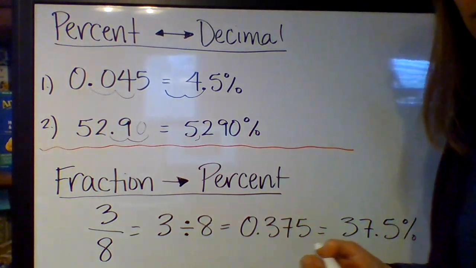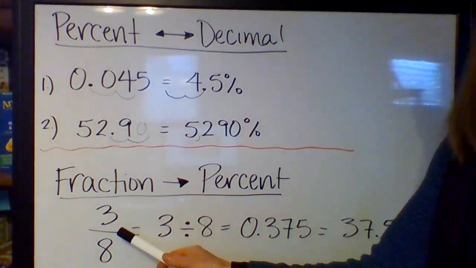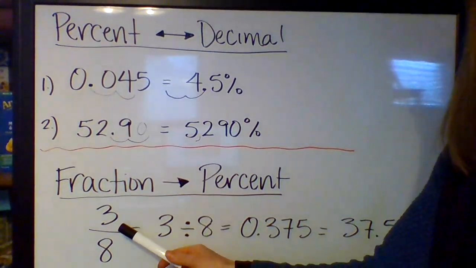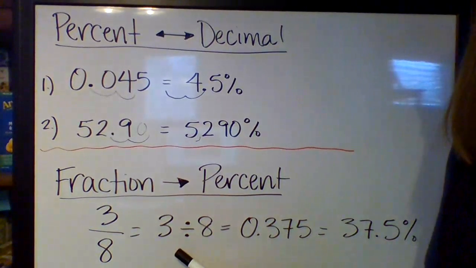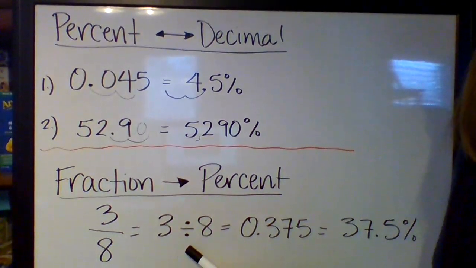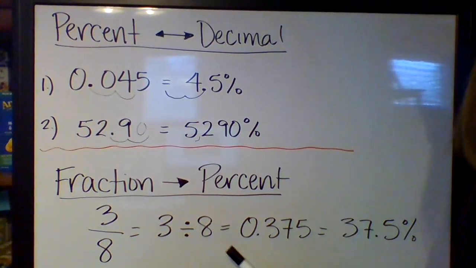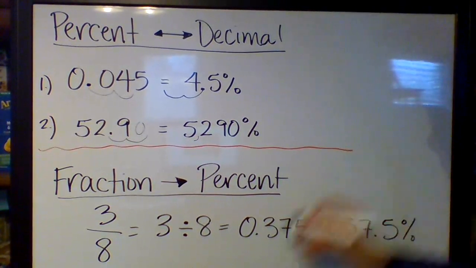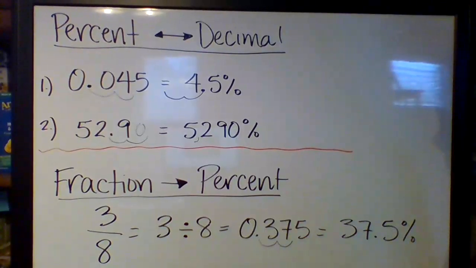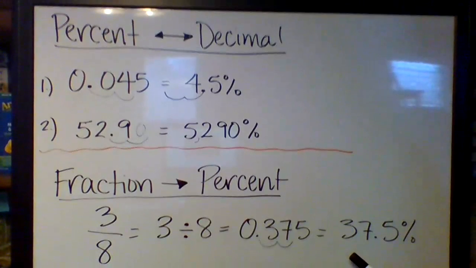If I take a look at this fraction to percent idea, then we know that the fraction line means divided by. So with any fraction, you can take it and mentally, or by putting it into your calculator, do the numerator divided by the denominator. In this case, this equals 0.375. And if I take my decimal point and move it 2 places to the right, then I see that 3/8 actually equals 37.5%.